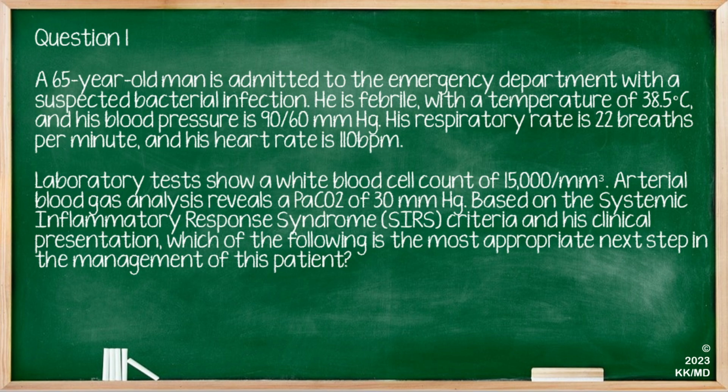Let's do a question now. A 65-year-old man is admitted to ED with a suspected bacterial infection. He is febrile with a temperature of 38.5 and his blood pressure is 90/60. His respiratory rate is 22 per minute and his heart rate is 110. Laboratory test shows a white blood cell count of 15. An arterial blood gas analysis reveals a PCO2 of 30. Based on the systemic inflammatory response syndrome or SIRS criteria and his clinical presentation, which of the following is the most appropriate next step in the management of this patient?